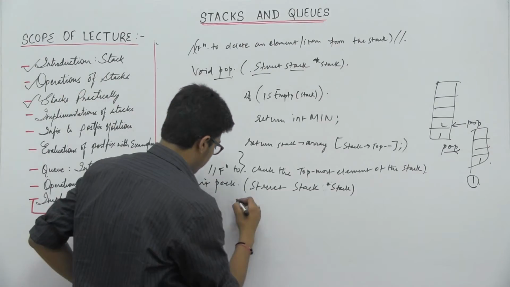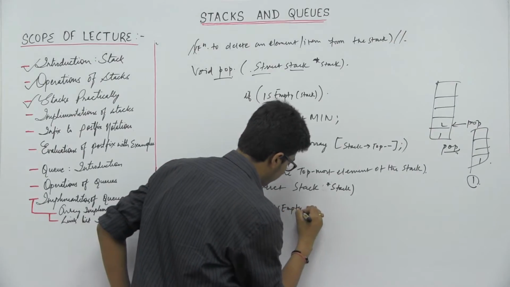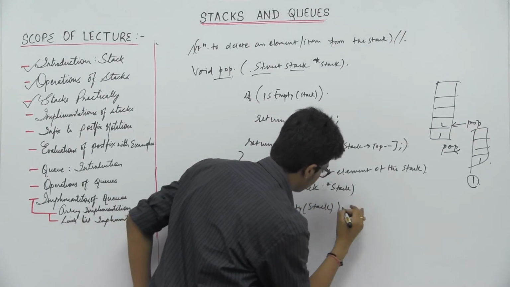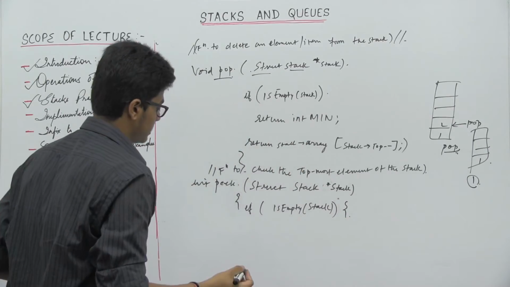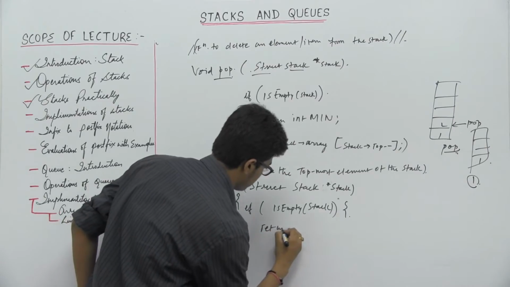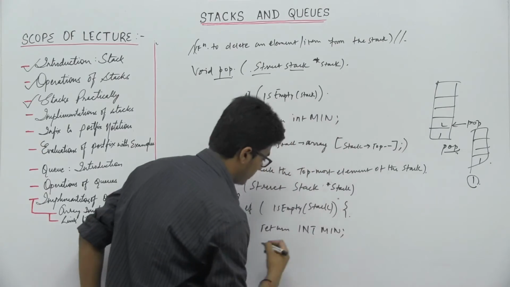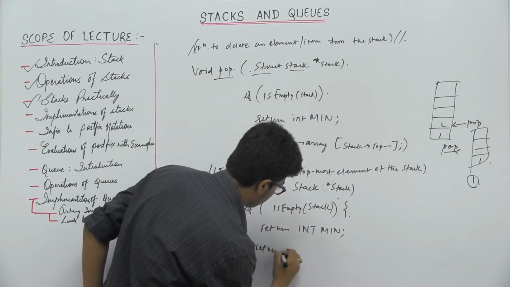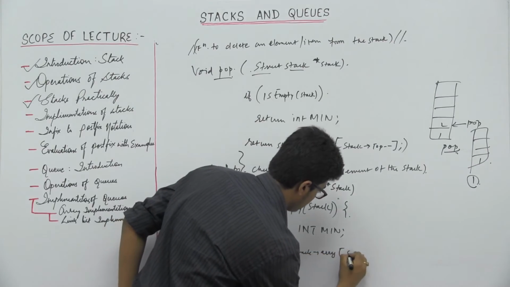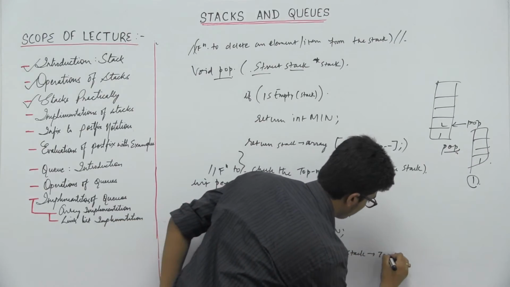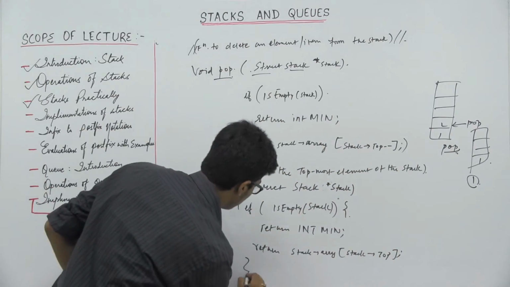Then pass an argument inside it. After passing an argument, we check if the stack is empty or not. If the stack is empty, then return int minimum, and if not, then return stack array, stack of top. No decrement here because we already find the topmost element.